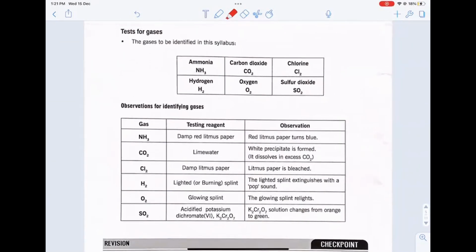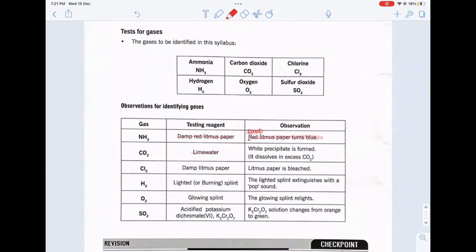Okay, next part. Last part, let's take a look at the tests for gases. So this is quite simple for most of you. Okay, so it's just like a revision. So how do we test for ammonia? We use damp litmus paper. It will turn the damp litmus paper blue because it is basic. Correct?